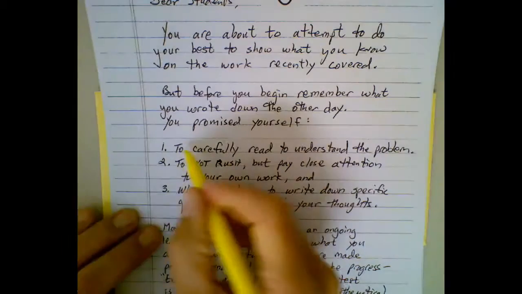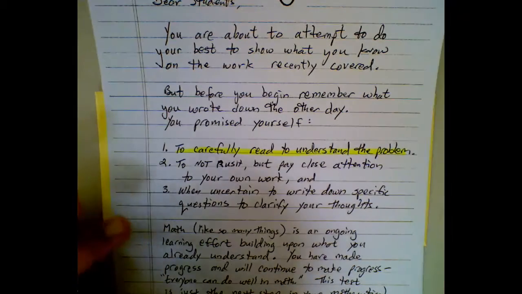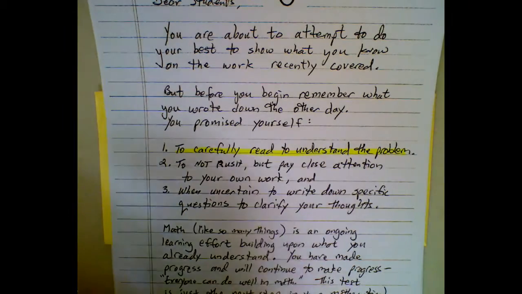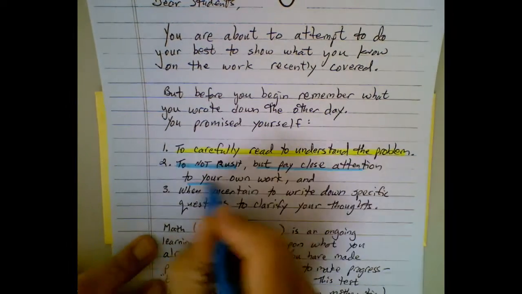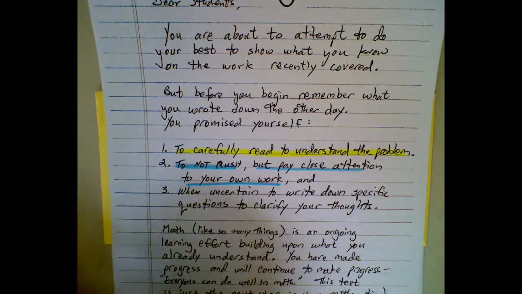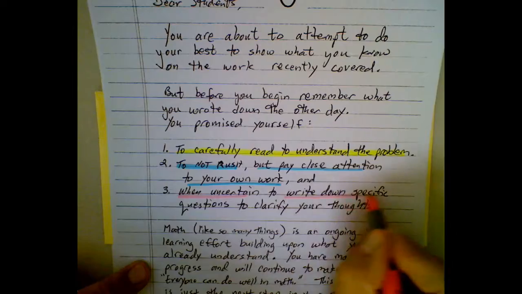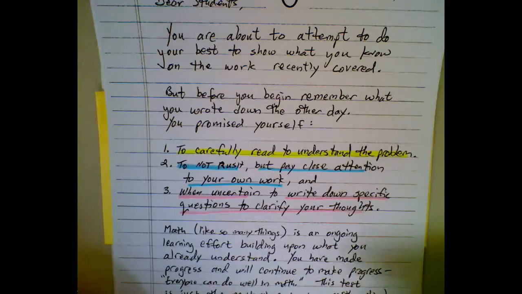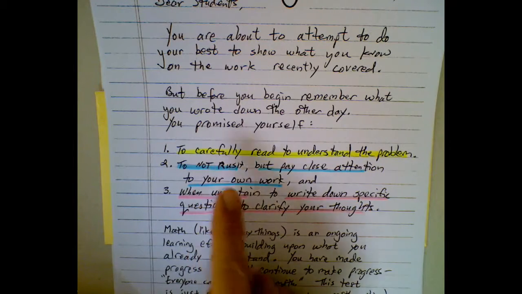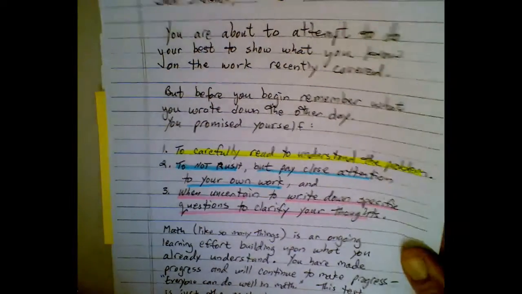One of those was to carefully read in order to understand the problem. Because what I don't want you to do is rush, but pay close attention to your own work. So are you aware of what you're writing and what it means? And then when you are unclear on something, to write down a specific question to help clarify your thinking. Okay, so we're going to read carefully. We're not going to rush. We're going to clarify thoughts by writing questions, just like I ask you to do with everything, really.